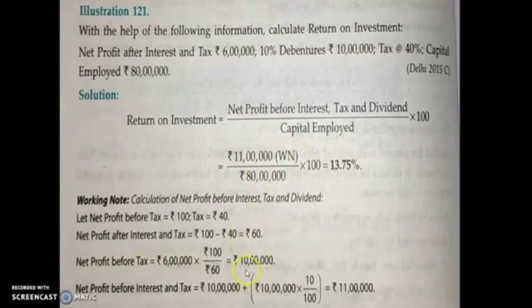But children, net profit before tax is 10 lakh. What about the amount of interest? Here you can see the debenture, which is a long-term borrowing, carries 10% as the interest rate on debenture. So on 10 lakh, if you calculate 10%, you will get 1 lakh. So adding the net profit before tax plus interest together, you will get an amount of 11 lakh. This 11 lakh you will substitute over here, and capital employed is already given to you as 80 lakh into 100. You will get the answer as 13.75% return on investment.